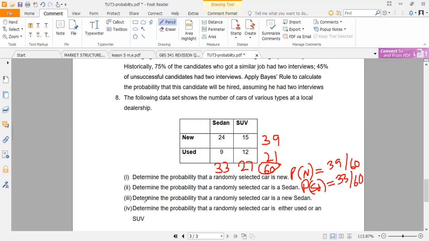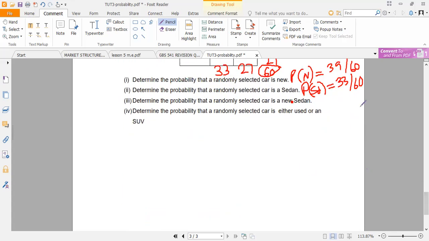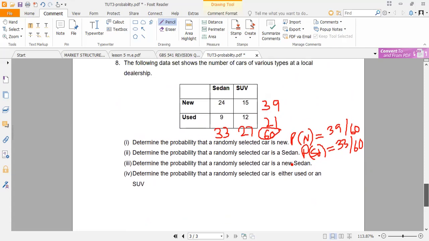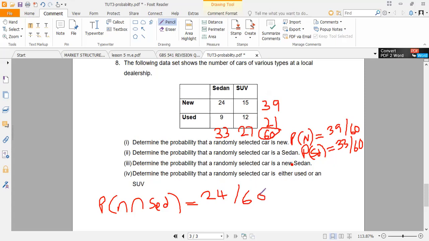Next, the probability that it was a new sedan. In between there's the word "and". So new and sedan, what does that mean? An intersection. So how do you find it? Where they meet is 24, over the grand total 60. Good.